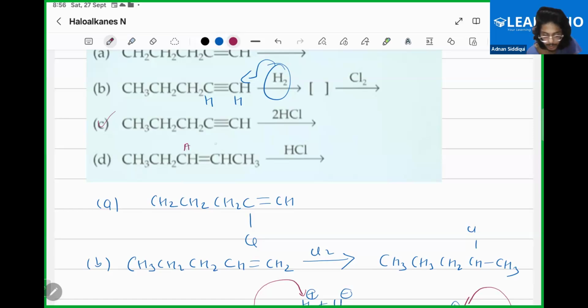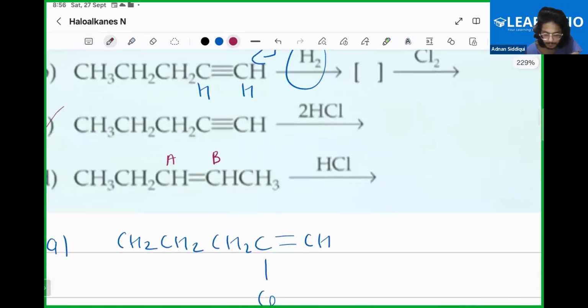Either it is going to attack here or here. Which carbon are you expecting it to attack? A. Why? Because the bond will be broken and then the fluorine will go and attach to the least side. Okay, so your answer is correct, but let me see whether you apply the same approach or not.